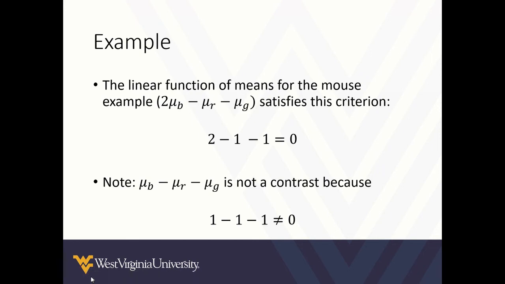So if we consider the linear function for our mouse example, I said we had 2 parts black to 1 part red, 1 part green. So if we look at our coefficients, that is 2 minus 1 minus 1, which gives us 0. So therefore we say this satisfies the criterion for being a contrast. If we were to leave each of these coefficients as 1, 1 minus 1 minus 1 would equal -1, which does not equal 0, so therefore it would not be considered a contrast.